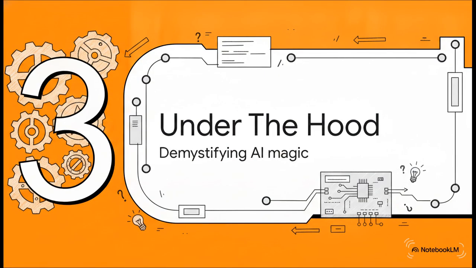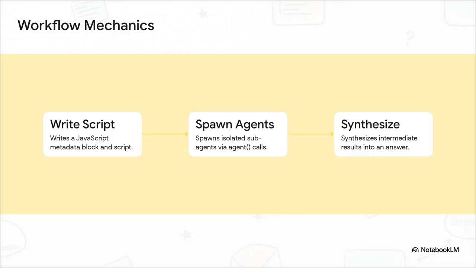Moving right along to Section 3, under the hood. Let's peel back the layers and demystify the AI magic happening on your machine. Because it's not actually magic. A dynamic workflow is literally just a JavaScript file that Claude writes and executes in real time. First, it declares a metadata block. Then it uses top-level await commands to spawn parallel worker agents using agent and pipeline calls. And finally, it synthesizes all those intermediate results together. It cleans it all up so that only the pristine, perfectly verified final answer actually hits your main context window.